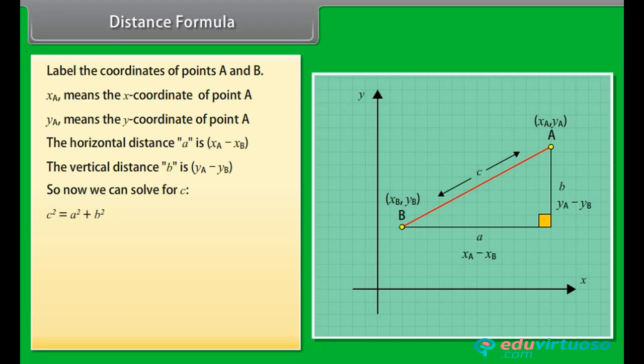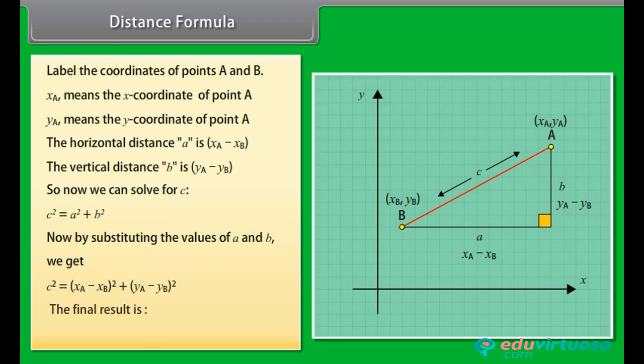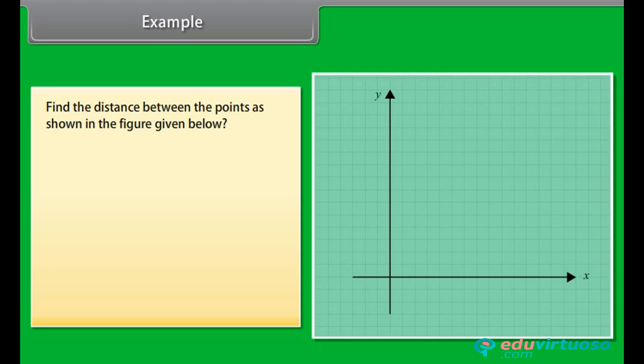C square is equal to A square plus B square. Now by substituting the values of A and B, we get C square is equal to (XA minus XB) whole square plus (YA minus YB) whole square. The final result is C is equal to under root of (XA minus XB) whole square plus (YA minus YB) whole square. Example. Find the distance between the points as shown in the figure given below.